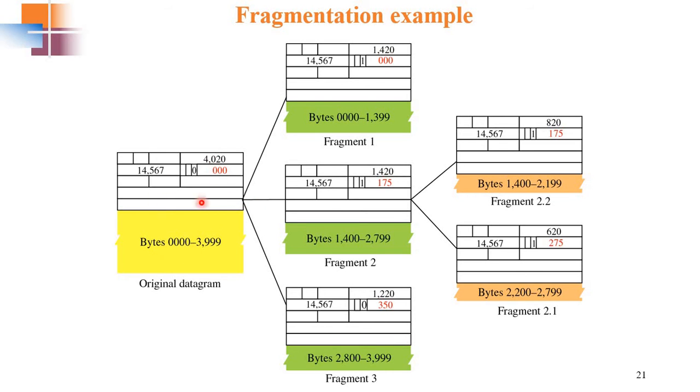Here the byte values run from 0 to 3999. So this is the original size of the datagram. We are trying to divide that into 3 different fragments, like 1400, 1400, and the last value. The 4000 byte values have been divided into 3 fragments: 0 to 1400, 1400 to 2800, and 2800 up to the maximum of 4000. Yes or no? So this is fragment 1, fragment 2, and fragment 3.